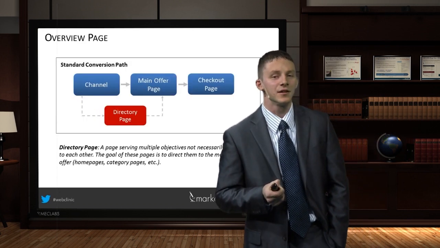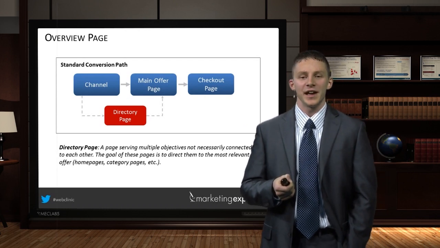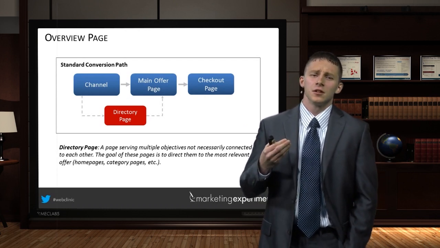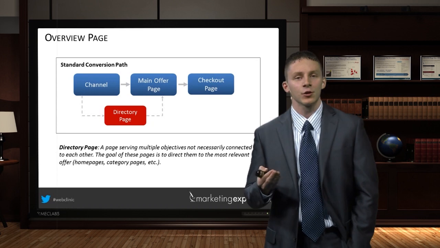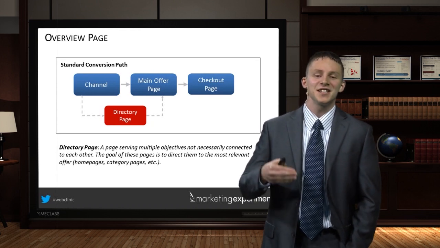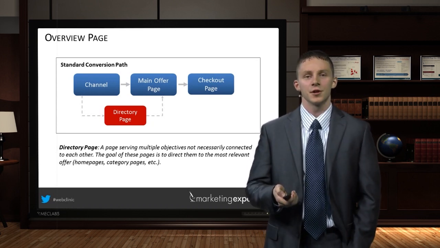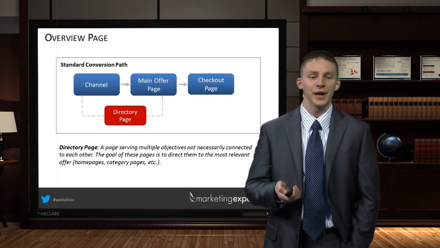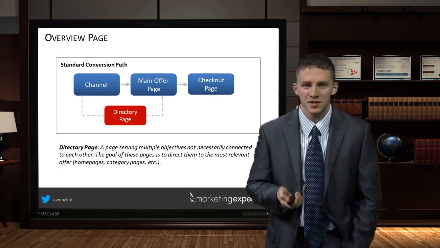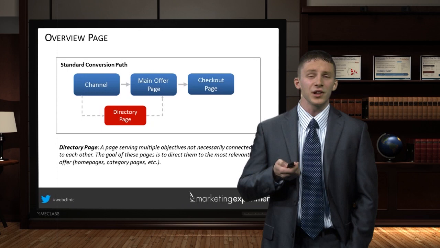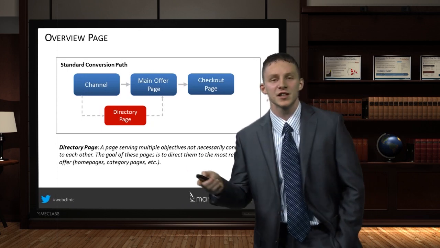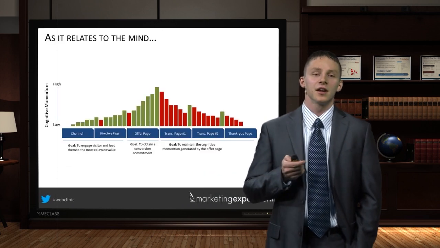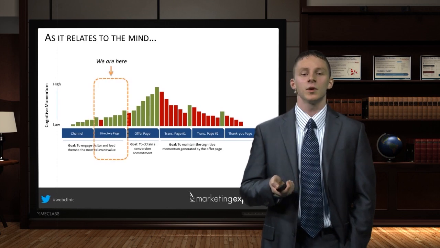This is an interesting one. I would classify a directory page as one that is like a home page or a category page, but ultimately you're trying to get them closer to that primary, that main offer page, right? The goal of these pages is not necessarily to completely sell the product. It's to get them to that place where they can make a decision. Again, relating it to the mind. This is where we're at.